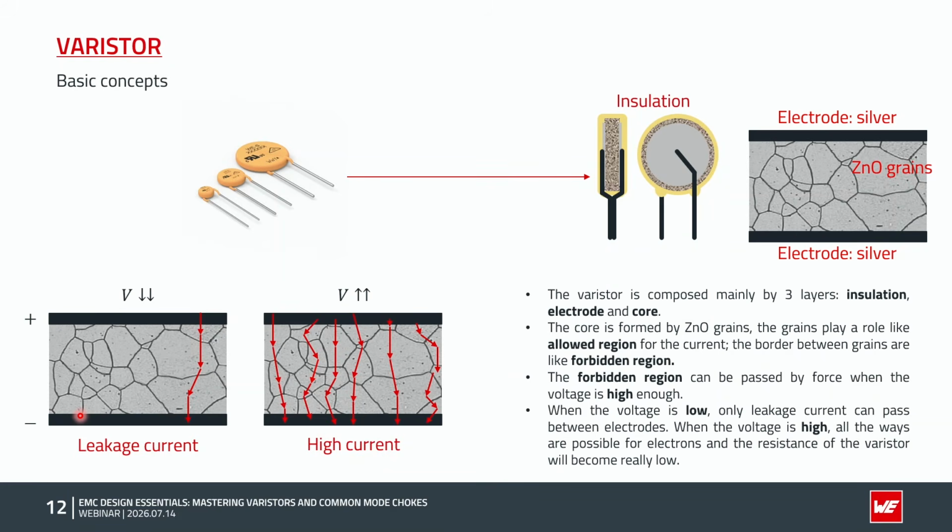At microscopic level, the core is made up of many zinc oxide grains. These grains behave like conductive regions for the current, while the boundaries between the grains act like barriers to current flow. When the voltage between two grains becomes sufficiently high, the current can forcibly cross these grain boundaries and move from one grain to another. For this reason, when the voltage between the electrodes is low, only a small current, the leakage current, can flow through the terminals. However, when the voltage is high, the current can pass through almost all the grains by crossing the boundaries between them. As a result, the current between the terminals becomes much higher.